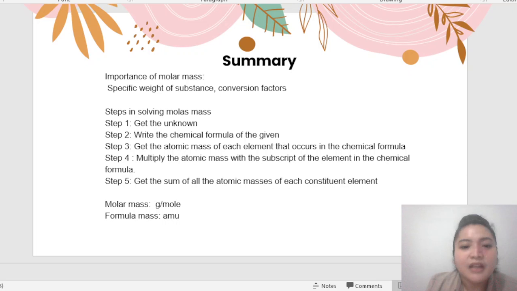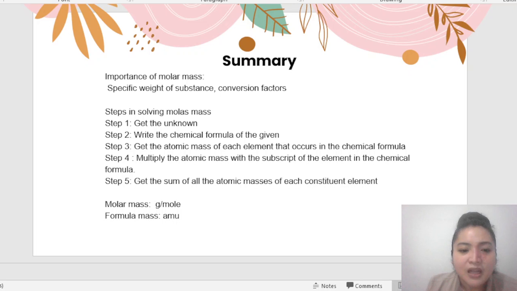These are the steps that are essential in getting the molar mass. Unknown, then the chemical formula, which is the most crucial of all the steps, because if you do not know the chemical formula, then you might derive an incorrect answer. Then get the atomic mass of each element found on the periodic table, multiply the atomic mass with the corresponding subscript, and then finally, add all of the atomic masses of each of the constituent elements.